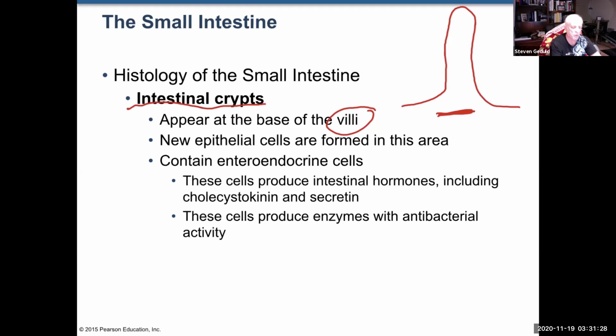They produce intestinal hormones, including cholecystokinin and secretin. Those are hormones that affect how things are absorbed. We'll get into both of those hormones in just a little bit. They also produce enzymes with antibacterial activity. Remember, this is the small intestine. All that stuff you ate, I guarantee you didn't pick all the bacteria out before you ate it. There's a lot of bacteria coming in, so these enzymes have antibacterial activity.